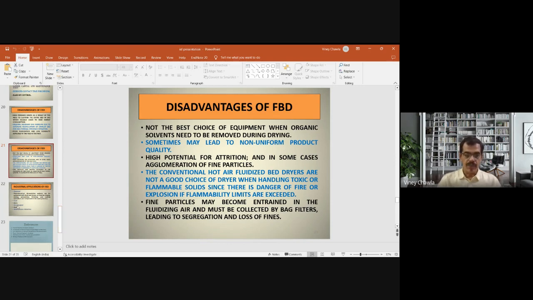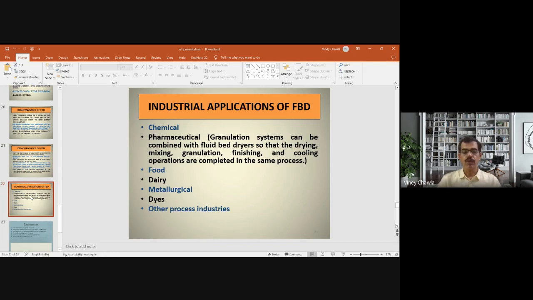I will conclude with industrial applications of the fluidized bed dryer. As I told you, it can be used in a number of industries, chemical industries, pharmaceutical. I will focus on granulation systems, which can be combined with fluidized bed dryers. So you can achieve all these steps in one equipment, that is drying, mixing, granulation, finishing and cooling operations, all completed in the same process. Not only in pharmaceutical, it is being used in food, dairy, metallurgical, dyes, and other process industries.